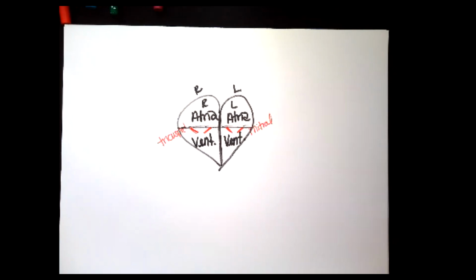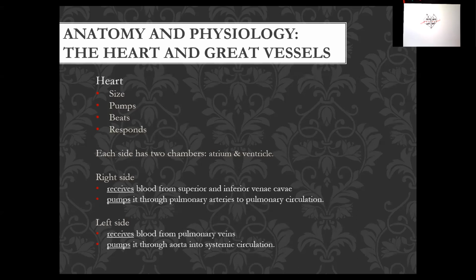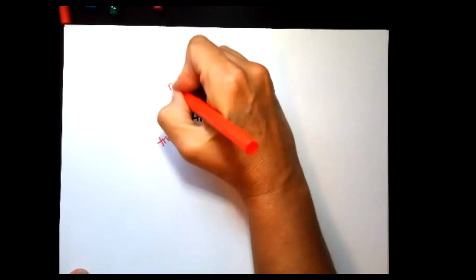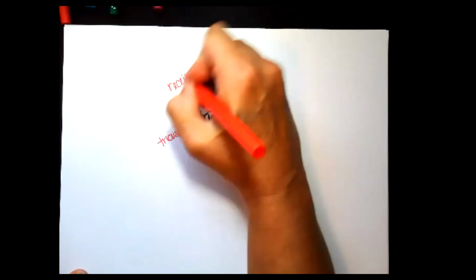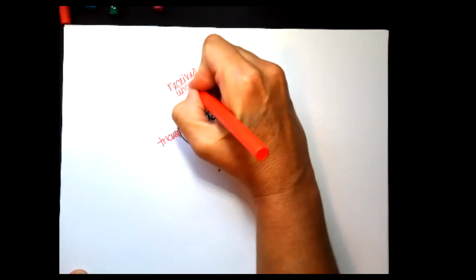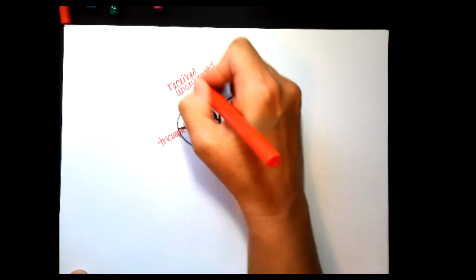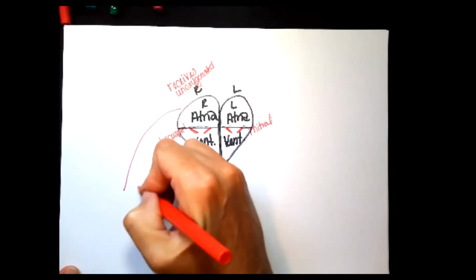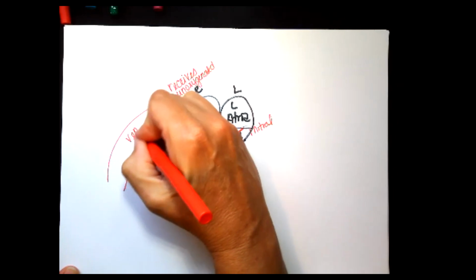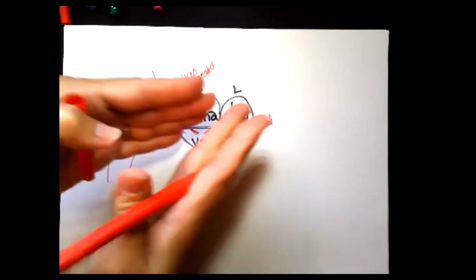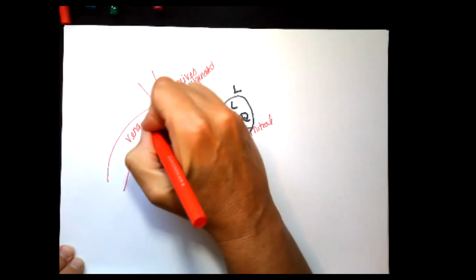Let me see where I'm going with my PowerPoint because I don't want to get too far off track. So the right side of the heart is the receiving part, okay? So this receives blood, and it's always unoxygenated. Okay, the right side. And it comes from the vena cava, right? And that all comes from all the veins. So the veins bring all the unoxygenated blood back into the right atria.